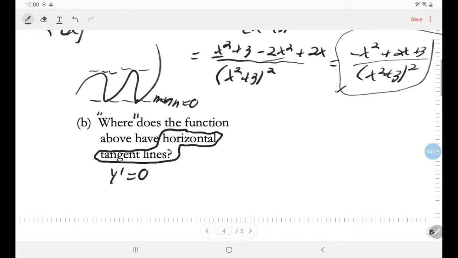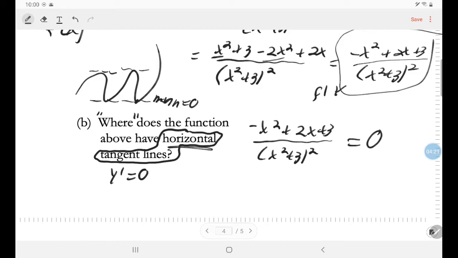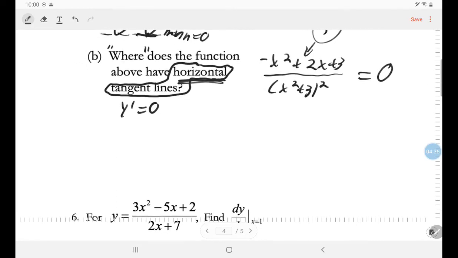So I take my f prime, which is right here, negative x squared plus 2x plus 3 all over x squared plus 3 squared. Since I'm looking for horizontal tangents, I know horizontal lines have a slope of 0, and I know f prime is the same as saying the slope of the tangent line. A lot of people look at this and have an algebraic freakout. It's not that big a deal. Just think of it like this.